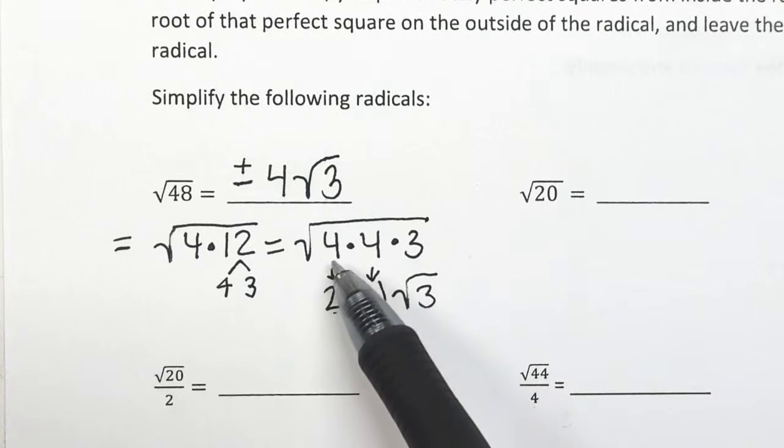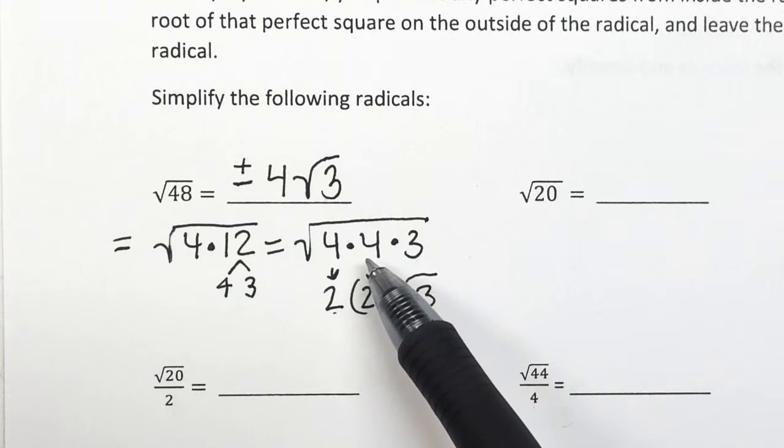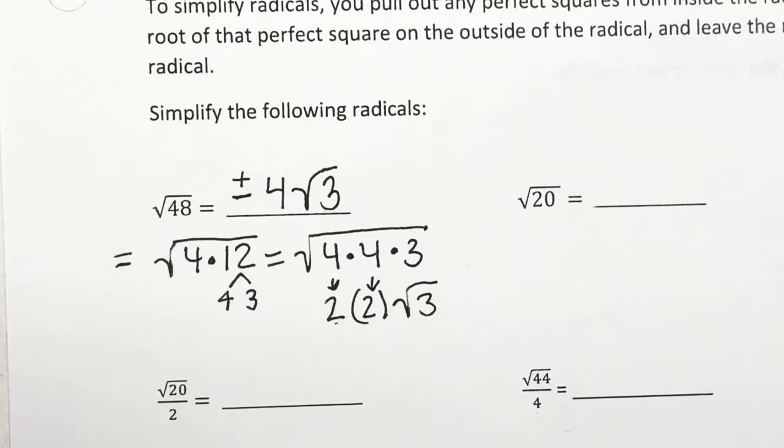What we could have done is instead of writing 4 times 4, we could have written what? 16. Because isn't 16 a perfect square? So the shortcut is to find the biggest perfect square that can divide into it. Any other questions? Okay, then let's look at the second one, square root of 20.